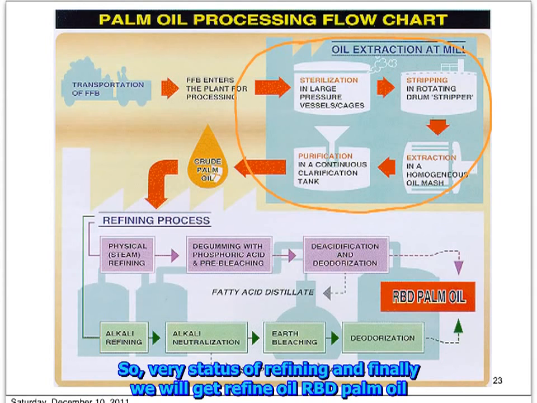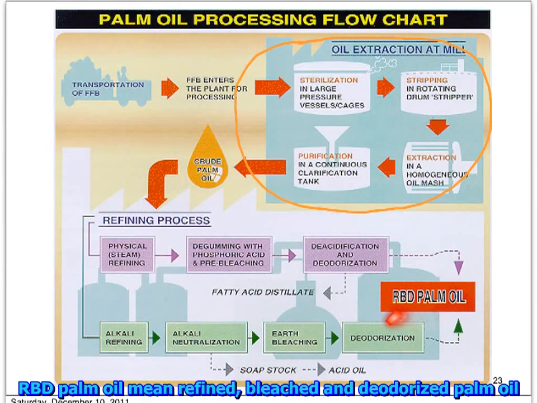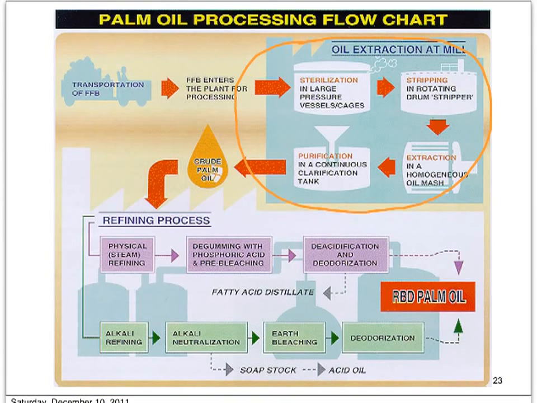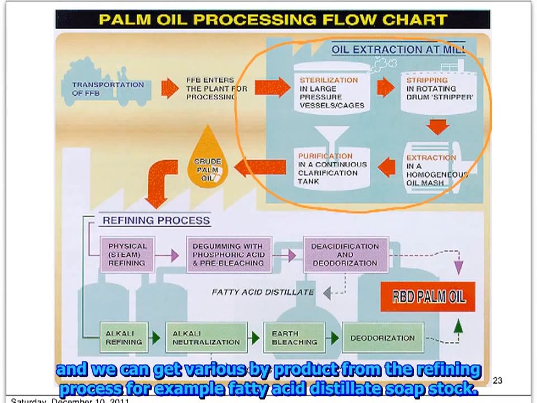So various stages of refining, and finally we will get the refined oil. RBD palm oil here means refined, bleached, and deodorized palm oil. And we can get various byproducts from the refining process, for example, fatty acid distillate, or the soap stock.